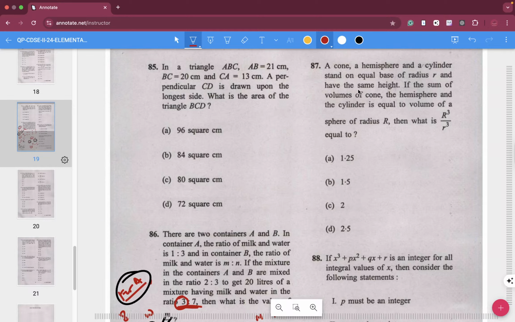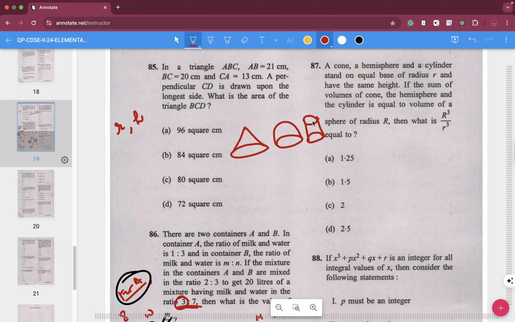Okay, a cone, a hemisphere and a cylinder stand on equal bases. So you have a cone, and you also have a hemisphere, and also a cylinder. This is how it looks. Equal base, equal height. Equal base means for all of them the radius is r and the height is also h.